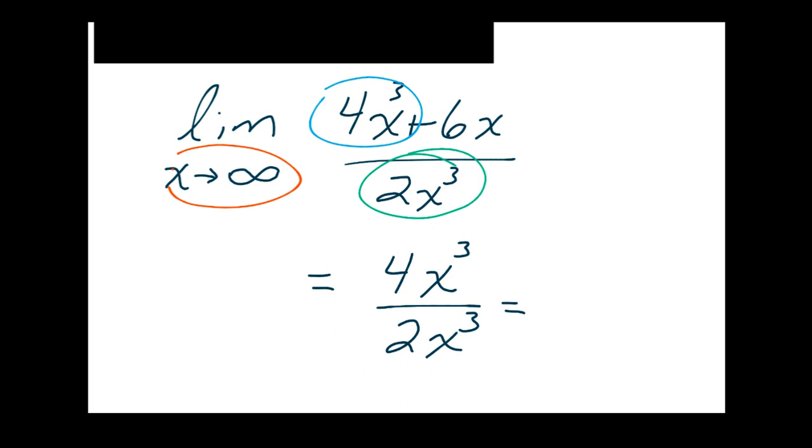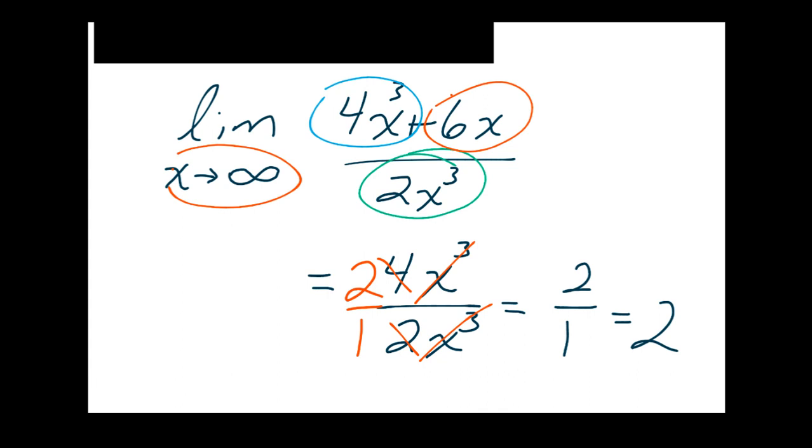You say, what about this 6x? Well, the truth is, it's not big enough compared to 4x cubed. So I can take 4x cubed over 2x cubed. I can create this revised looking fraction. If I do some math, it looks like the 4 and 2 will reduce. It looks like the x's will cancel. Wait a minute, I just get 2 over 1, or just 2.